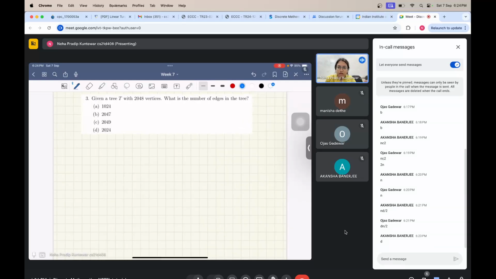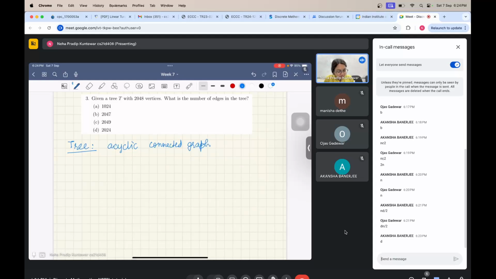Let me just define quickly what a tree is. A tree is an acyclic connected graph. So what do we mean by that?